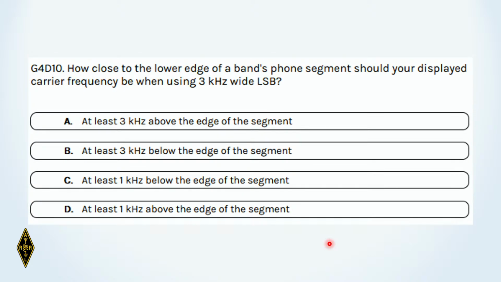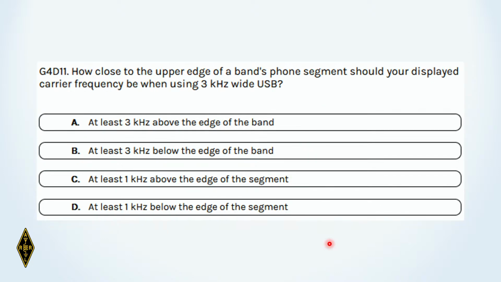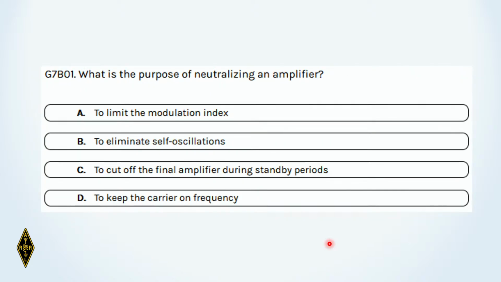So how close to the lower edge of a band's phone segment should your displayed carrier frequency be when using a 3 kilohertz wide lower sideband signal? Alpha. Yes, indeed. At least 3 kilohertz above that edge. Correct. And how close to the upper edge should your displayed carrier frequency be when using a 3 kilohertz wide upper sideband? Bravo, at least 3 kilohertz below the edge, yeah.